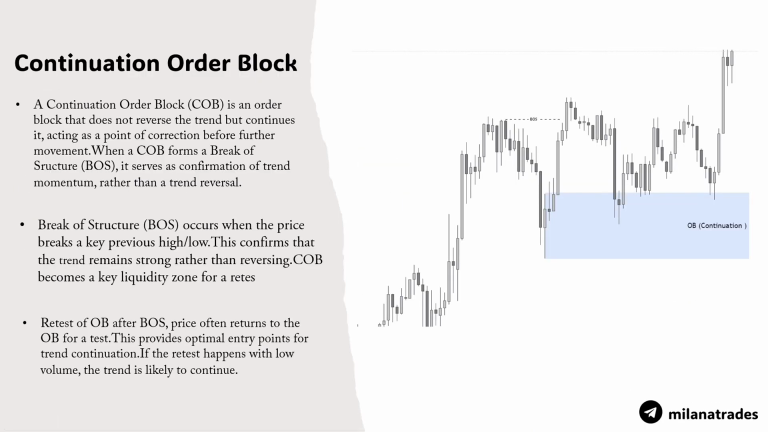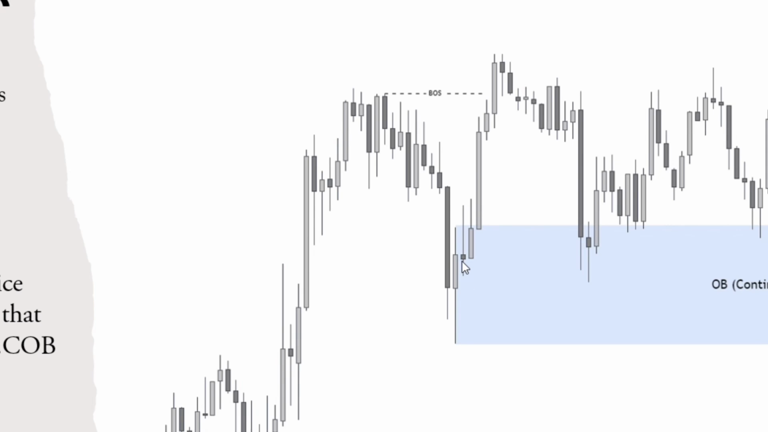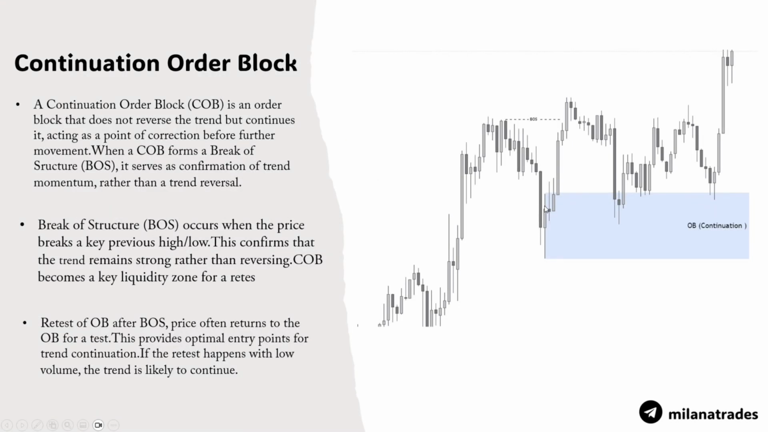And there is another type: the continuation order block. You don't always need to look for reversal order blocks. There is another powerful tool, the continuation order block. Unlike a standard order block, a continuation order block continues the trend instead of reversing it. When a continuation order block forms a breakout of structure, it confirms that the trend remains strong. It becomes a key liquidity zone, where the price may return before continuing its movement.